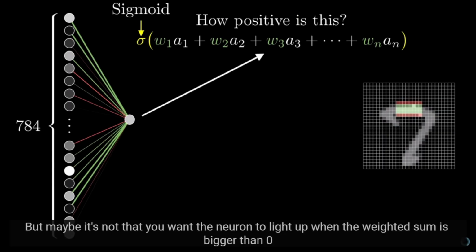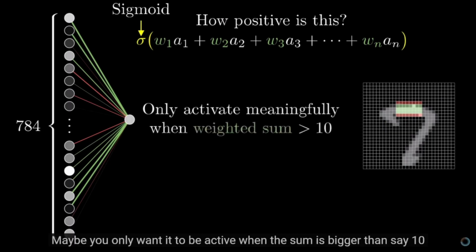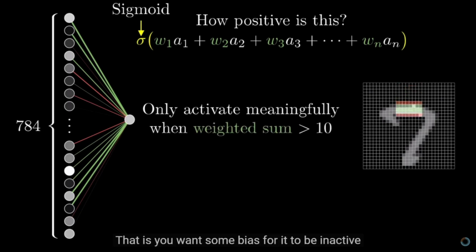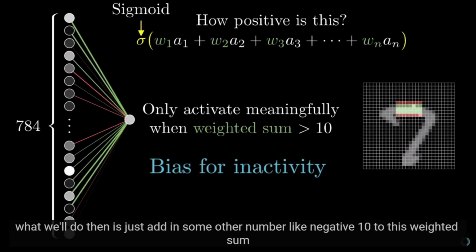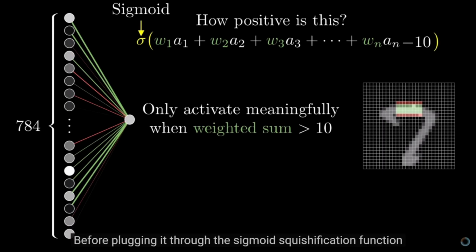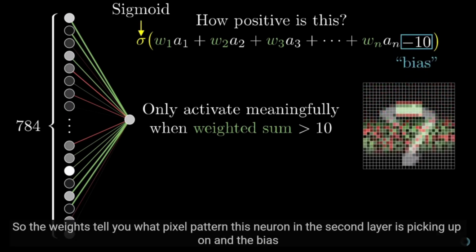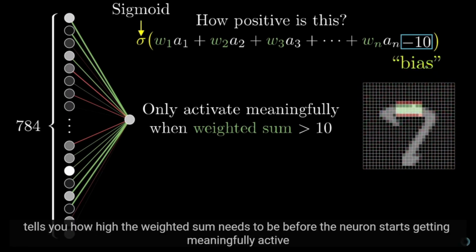But maybe it's not that you want the neuron to light up when the weighted sum is bigger than 0. Maybe you only want it to be active when the sum is bigger than, say, 10. That is, you want some bias for it to be inactive. What we'll do then is just add in some other number, like -10, to this weighted sum before plugging it through the sigmoid squishification function. That additional number is called the bias. So the weights tell you what pixel pattern this neuron in the second layer is picking up on, and the bias tells you how high the weighted sum needs to be before the neuron starts getting meaningfully active.